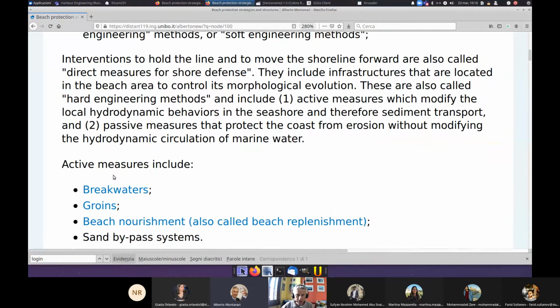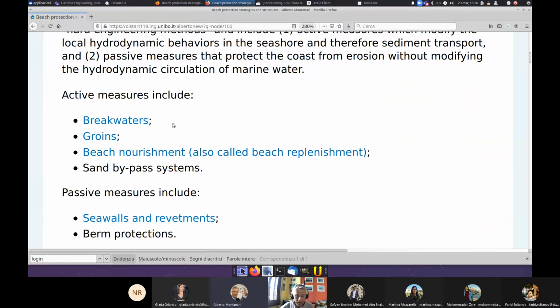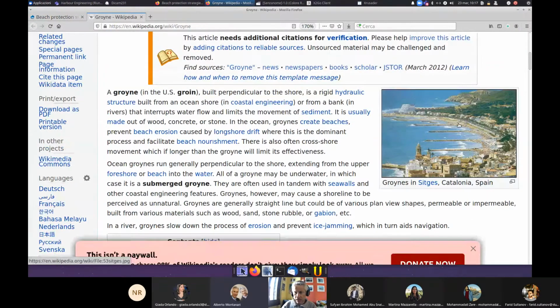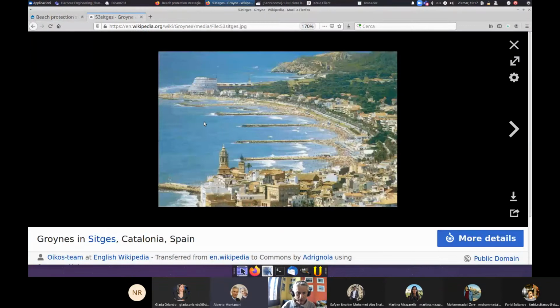some more details. Active measures modify the local hydrodynamics. We have breakwaters, and these can be used also to protect the beaches, and can be used also to protect the entrance of harbors. And we have groins. So what are groins? Let me look at this Wikipedia page. I think you already know what is a groin, but let's see. Here you have an example in this picture.